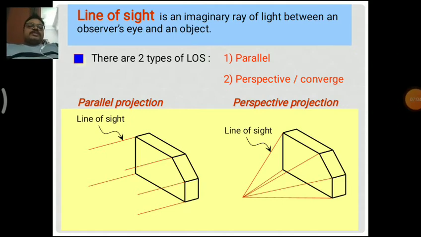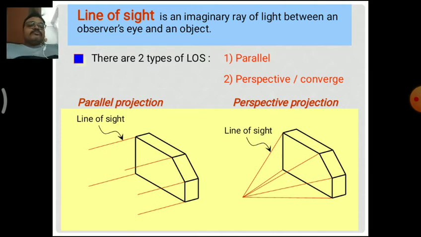In the parallel projection, the line of sight lines are all parallel, but in the perspective projection, the lines meet at a point. In the parallel projection, the lines of sight do not coincide with one another. So that is the main difference between these two. We have an example also for the perspective projection.